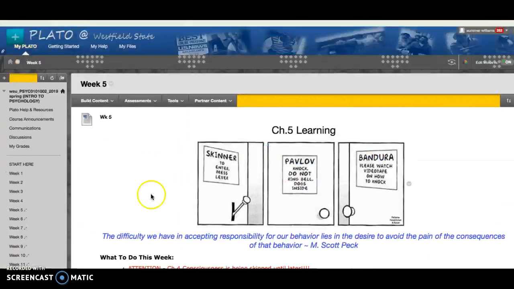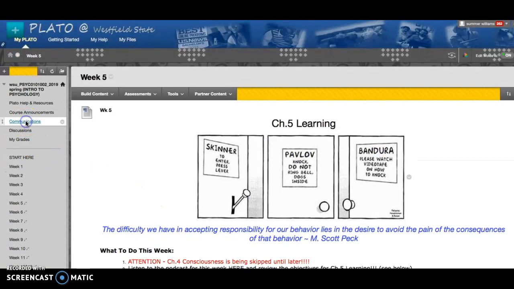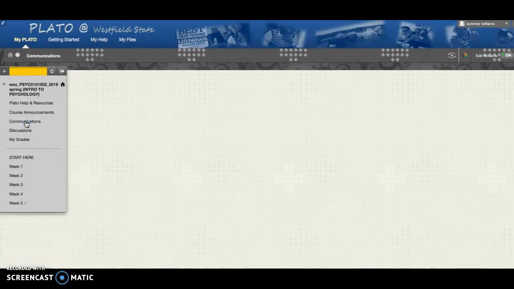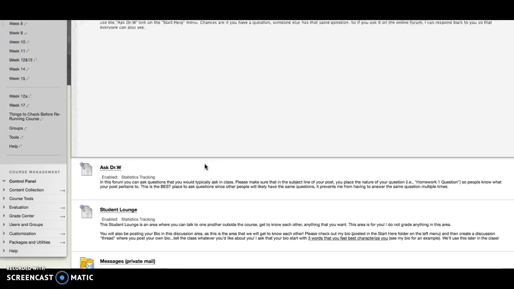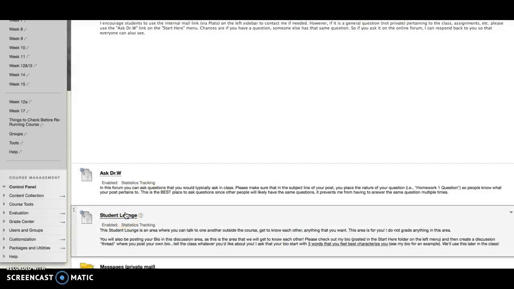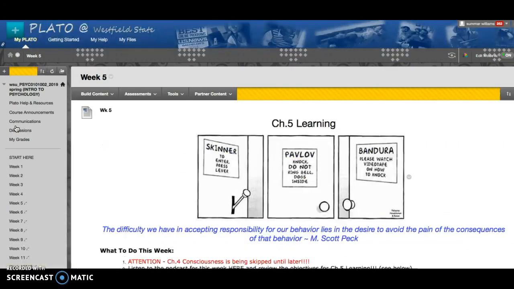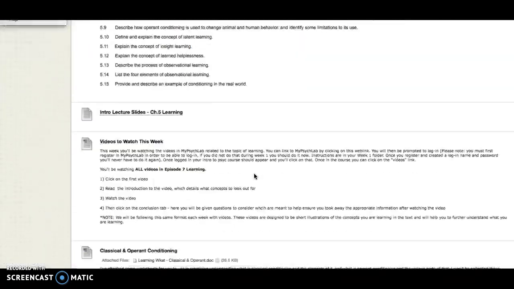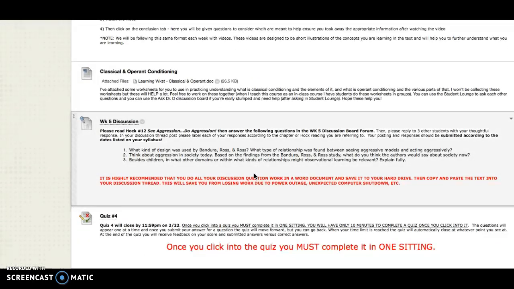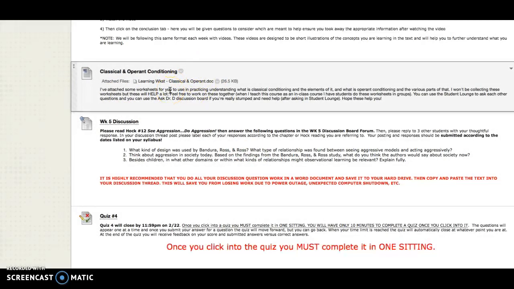If you go back up here into the Communications tab and you just click into the Student Lounge, I'll do it real quick so you can see. Here's Student Lounge. It's where you posted your bio at the beginning of the semester. So if you go into there, that gives you the opportunity to ask each other questions. Hey, what'd you get on this one? Why? That kind of thing. So I feel like this will just give you extra practice. And then when the week is done, I will go ahead and post the answers to that worksheet, which hopefully will help you out.